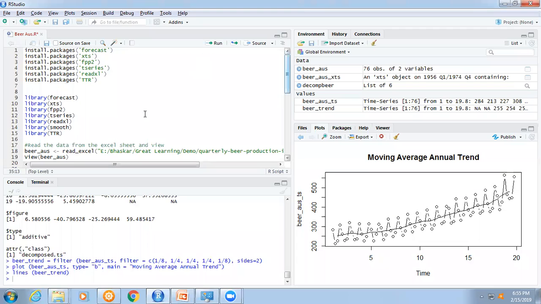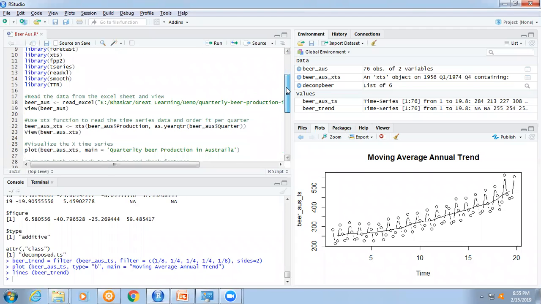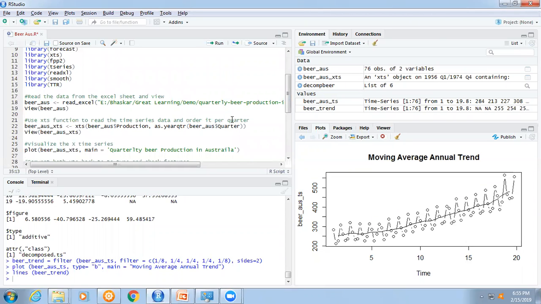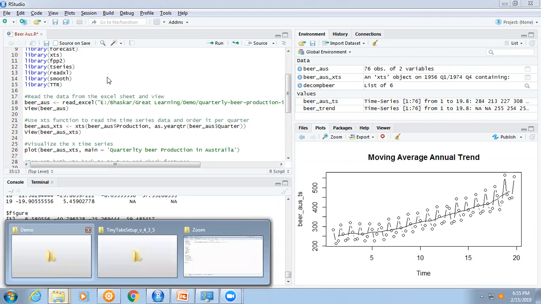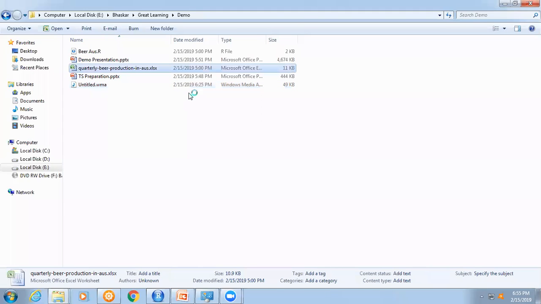Okay, so I have RStudio open in front of me. I have taken data on quarterly beer production in Australia for a period of 18 years or so. This is data in an Excel sheet. I'll give you a quick look at how this data appears so you can appreciate what the time series is. So look at this Excel sheet over here.